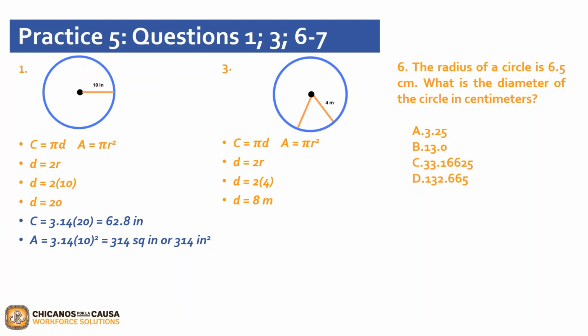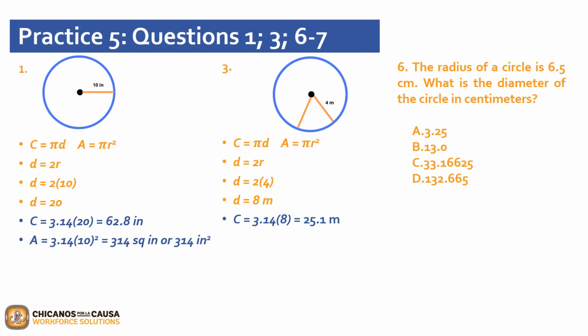So we found our diameter. Now we can move on and solve for the circumference. So let's replace all the variables with the values, sorry, vice versa. So the circumference is 3.14, remember that's pi, times 8, which gives us a circumference total of 25.1 meters.